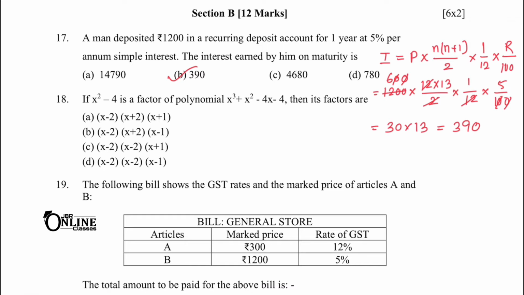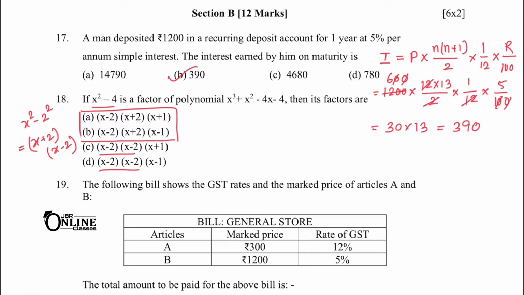Now here the next one: x square minus 4 is a factor of the polynomial. So as here x square minus 4, you can write this as x square minus 2 square. That means here x plus 2 and x minus 2. So x plus 2 and x minus 2 are the factors. So here in options B and D, there are x minus 2 and x plus 2. But in options C and D, only x minus 2. So your answer will be from A and B.